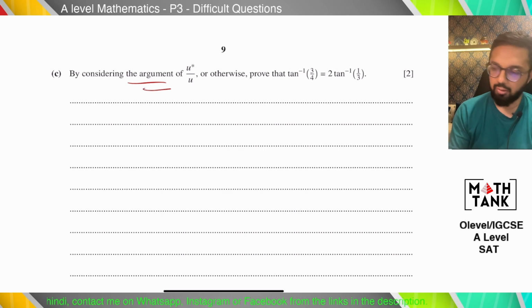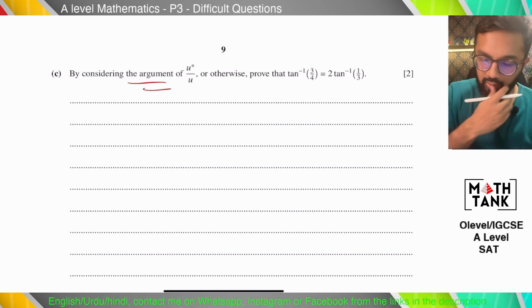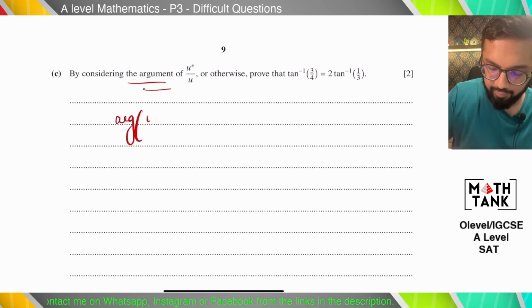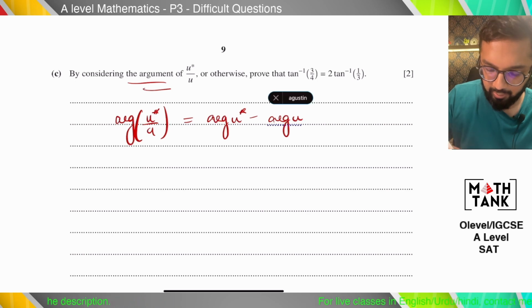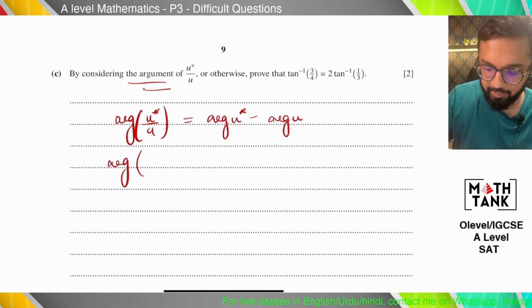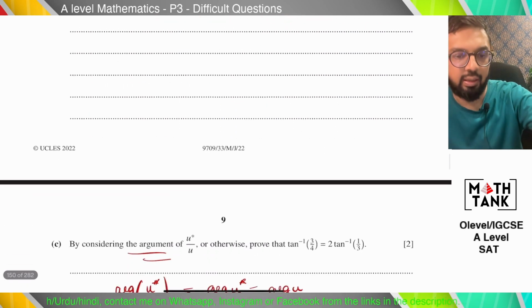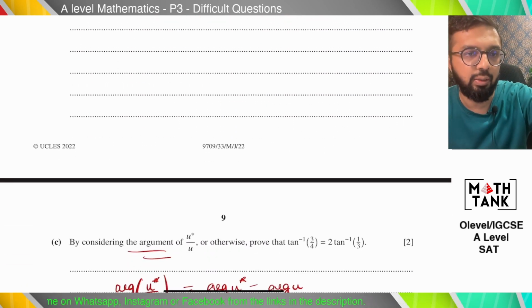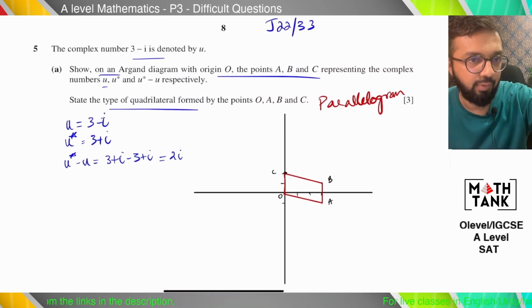By considering the argument of u over u star. Okay, so argument of u star over u is simply argument of u star minus argument of u. Okay, argument of u star over u is basically the argument of 0.8 plus 0.6i. That is what I got from here. I will have to check if that is the correct answer. June 2233. This is question number 5. Just to make sure that I don't get it wrong later on.